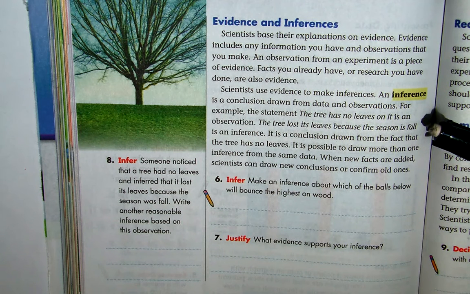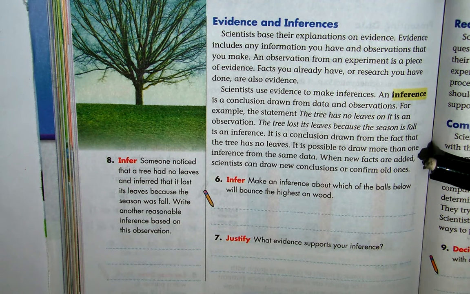For example, the statement, "The tree has no leaves on it," is an observation. "The tree lost its leaves because the season is fall" is an inference. It is a conclusion drawn from the fact that the tree has no leaves. It is possible to draw more than one inference from the same data. When new facts are added, scientists can draw new conclusions or confirm old ones.